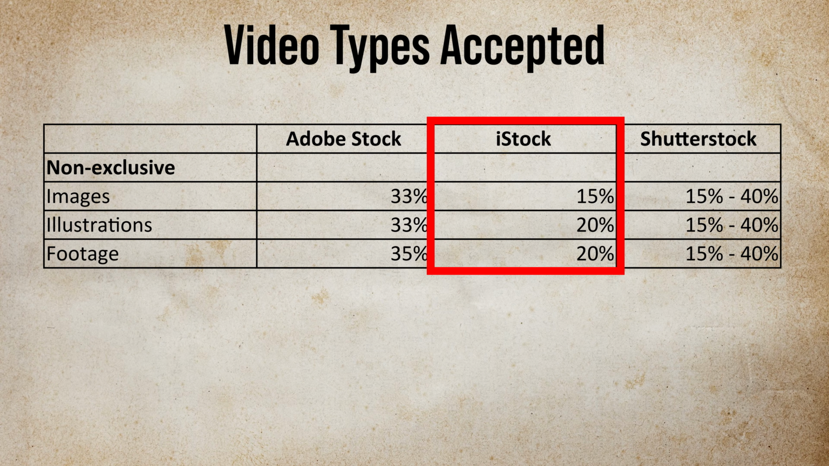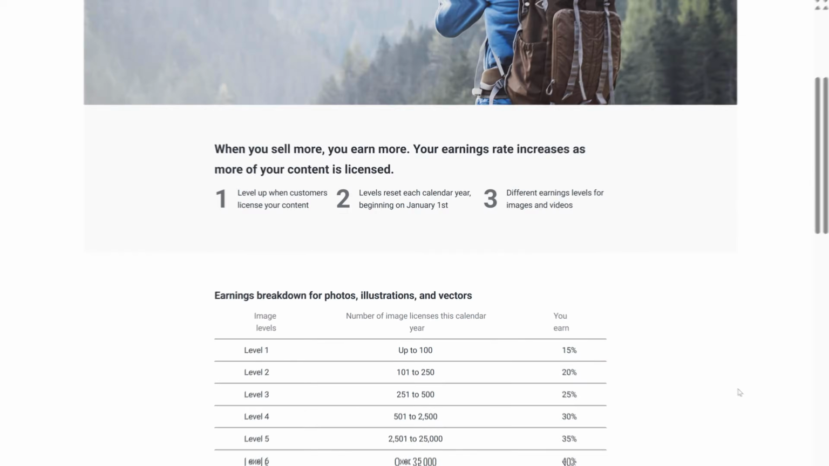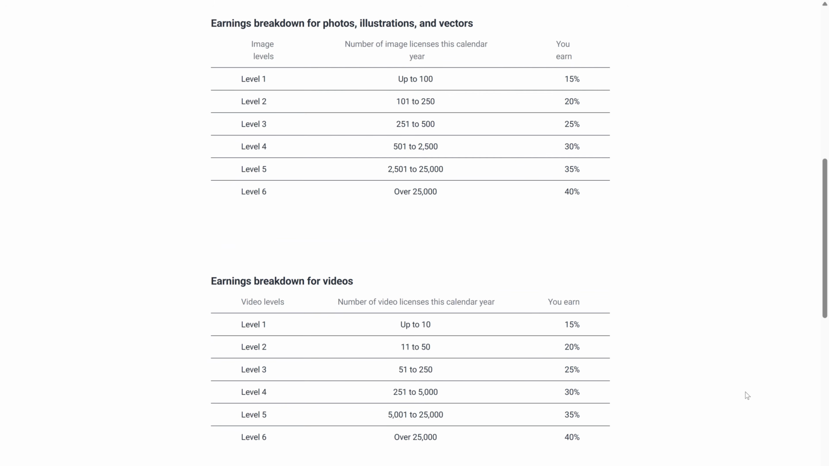Their pay rate for non-exclusive videos is 20%. It may seem like Shutterstock promises a much higher pay rate, but as you may know, there are hoops and tiers to jump through before you get to the highest paying 40%.